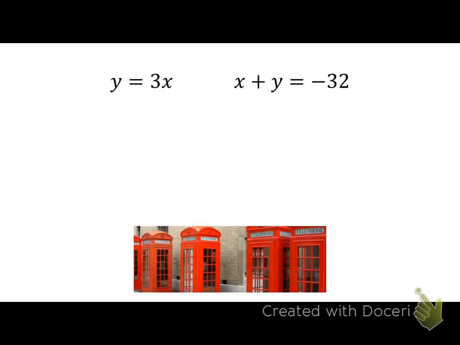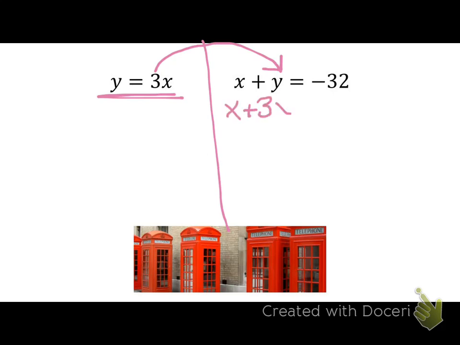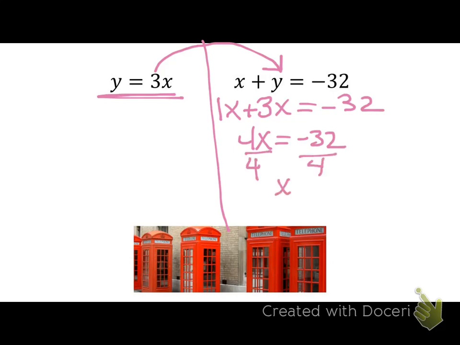So let's take a look at this one. If y equals 3x, since y is the same thing as 3x here, we're going to put 3x in for my y because they mean the exact same thing. So I'm going to get x plus 3x equals negative 32. Well, this is the same thing as having a 1x. x plus 3x is 4x. So 4x equals negative 32. We've got to get x by itself. x equals negative 8.